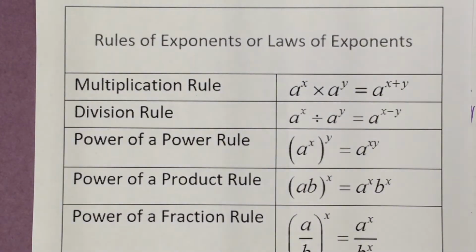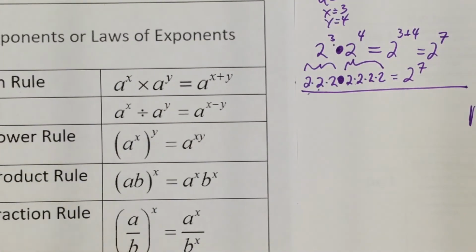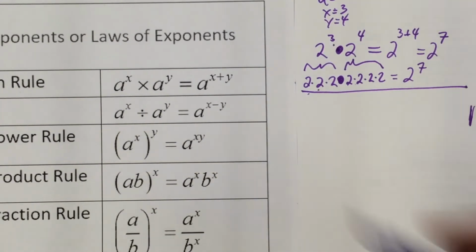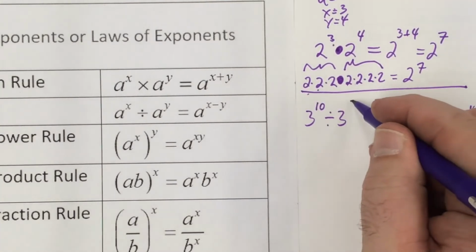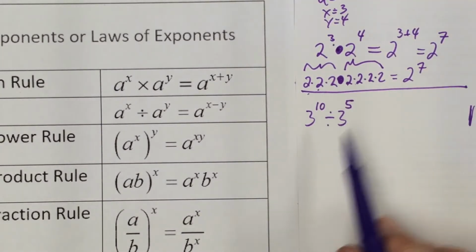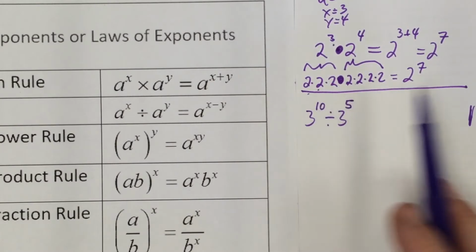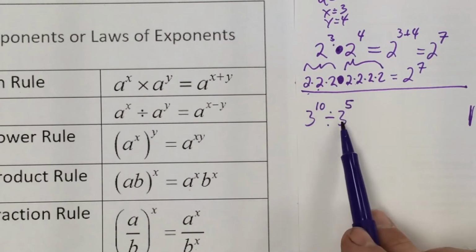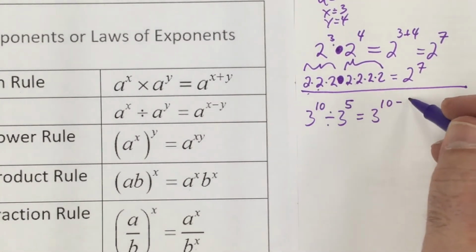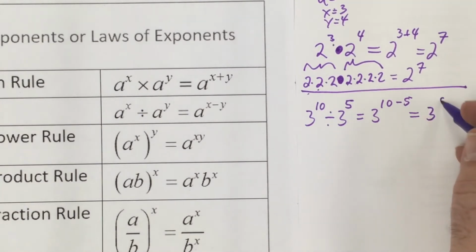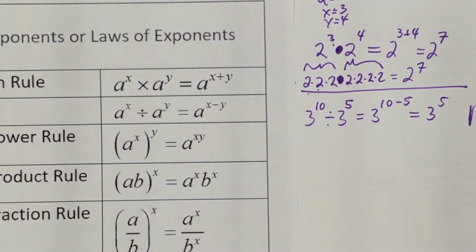Now we have a division rule. We have a to the x divided by a to the y, and this is going to be equal to a to the x minus y. I always try to include an explanation for each rule so that you make some sense of it. So let's say I have 3 to the 10th divided by 3 to the 5th. A lot of times when students do this, they think that because there's division here, they have to divide the numbers. But the division sign is not with the exponents; the division sign is with the powers. So the rule says I take 3 to the 10 minus 5, and that's going to yield 3 to the 5th. That's how we show the work on this one.